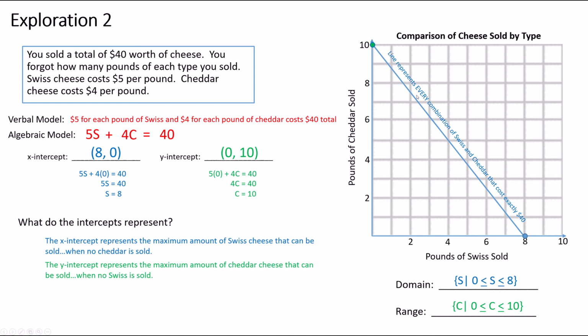Keep in mind that this section right here underneath my line, between my line and the two axes, is every amount of Swiss and cheddar that you can buy that costs less than $40. And this section up here at the top represents every combination of Swiss and cheddar that you can buy that costs more than $40. My line divides my graph into two half planes. The side over here being less than $40, the side over here being more than $40. Hopefully this is starting to come together for you.